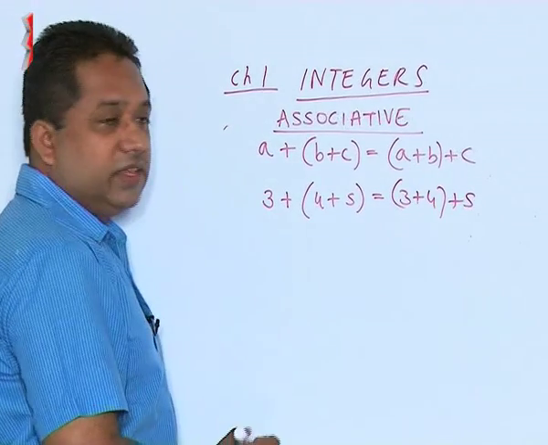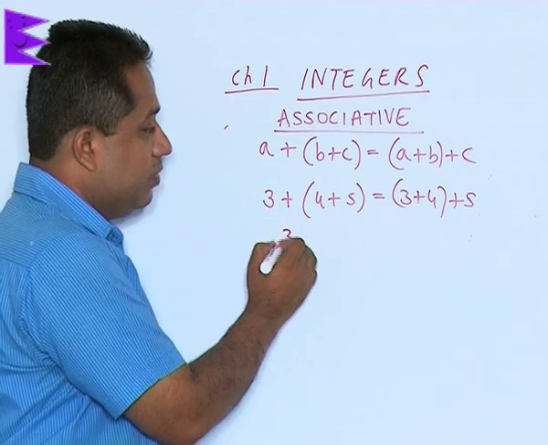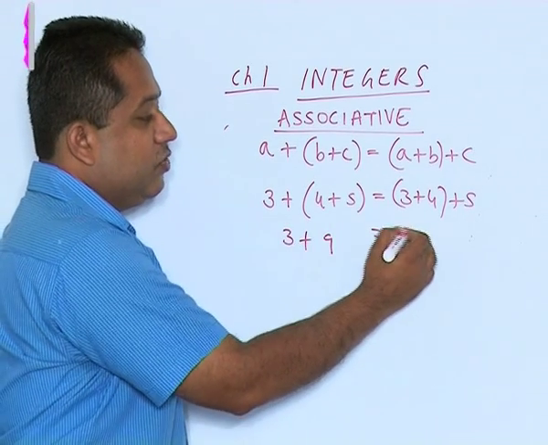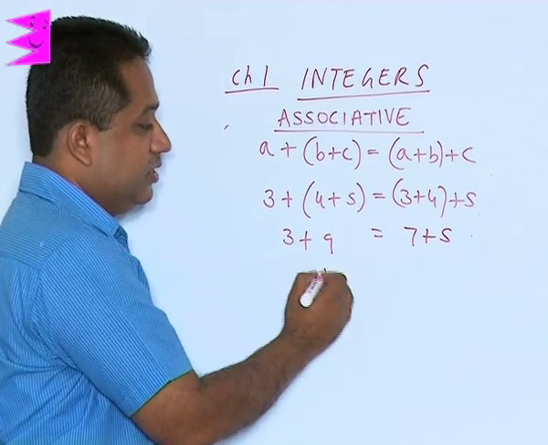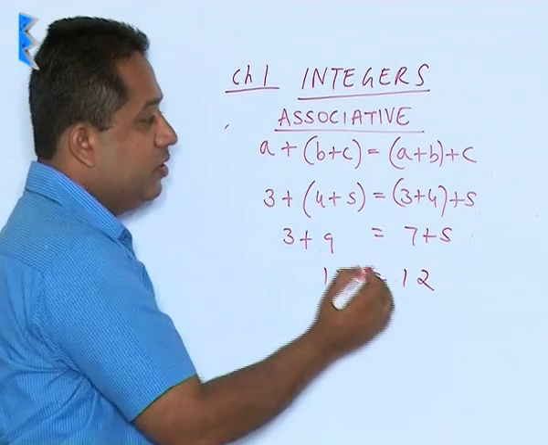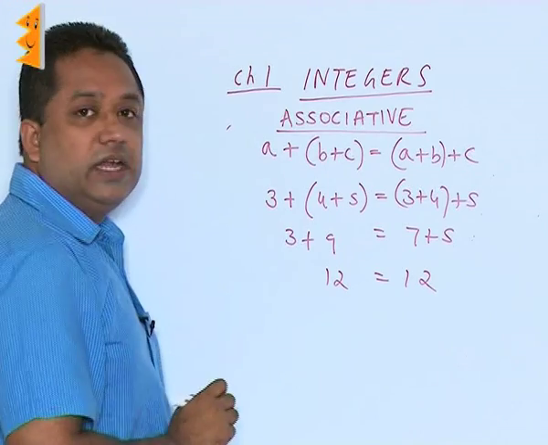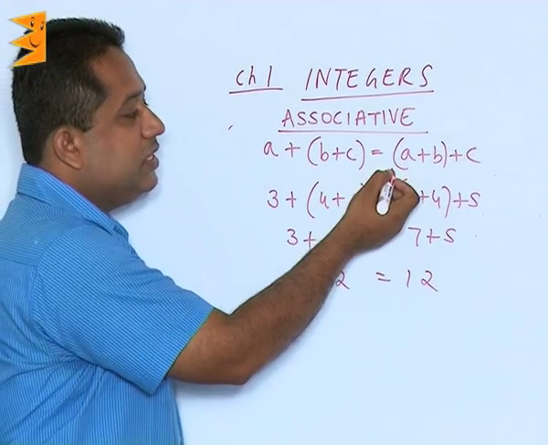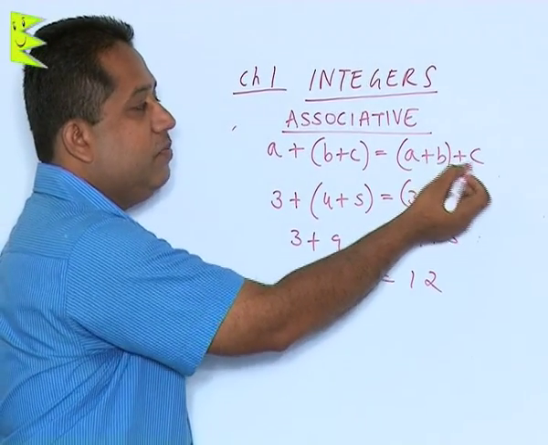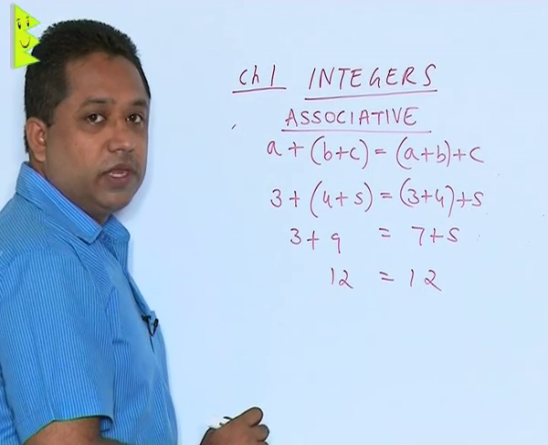And we will find that it is equal, because this is going to be 3 plus 9 and this is going to be 7 plus 5, this is 12 and this is also 12. So the brackets will not matter as long as there is addition. So (A + B) + C is the same as A + (B + C). This is the associative property.